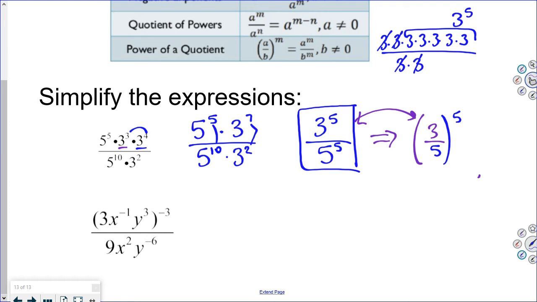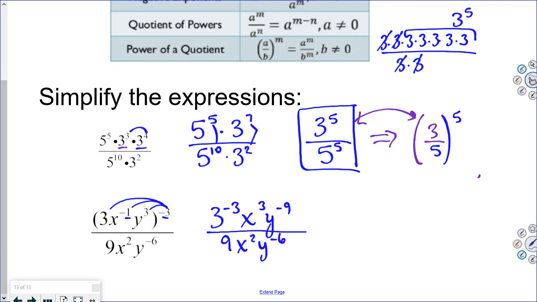So for me, what makes sense to me is to go ahead and take this -3 to everything. Now remember, when you have a power to a power, you're multiplying. So this becomes 3 to the -3rd. X, you're going to do a -1 times a -3 to get to the +3. And then y is to the -9th power. When you look down below, you just go ahead and copy that straight across.